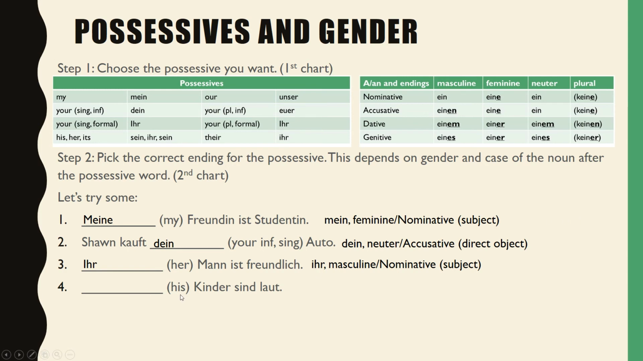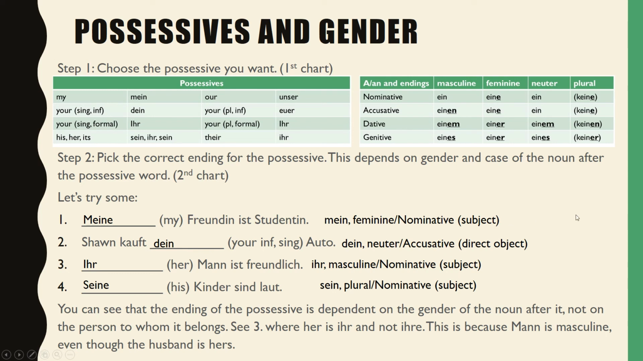In number 4, we need his, which is sein. Kinder is plural, comes from this column here. Kinder in the sentence is the subject. Subjects are nominative. Our plural nominative ending is e. Our answer is seine.